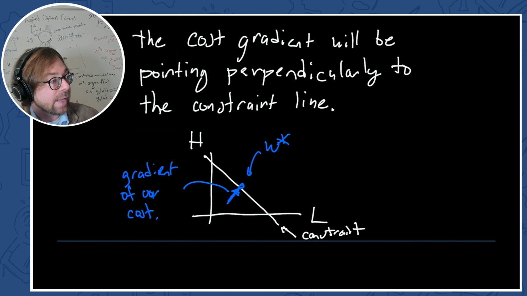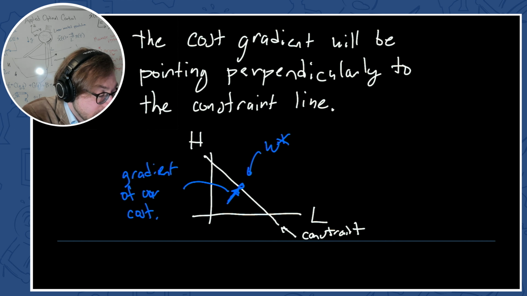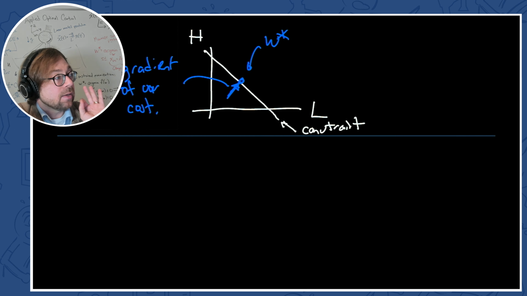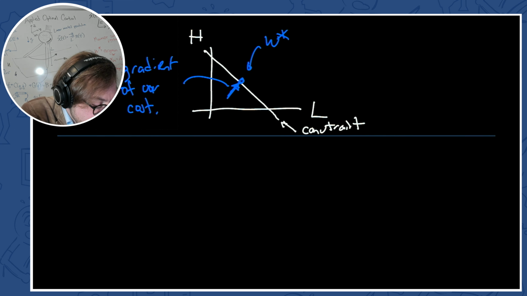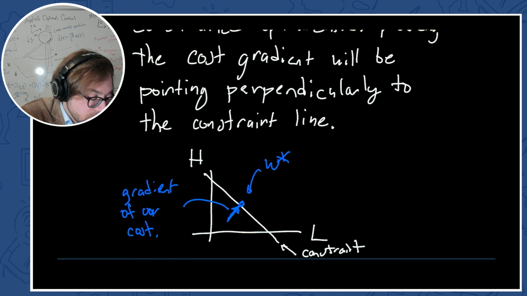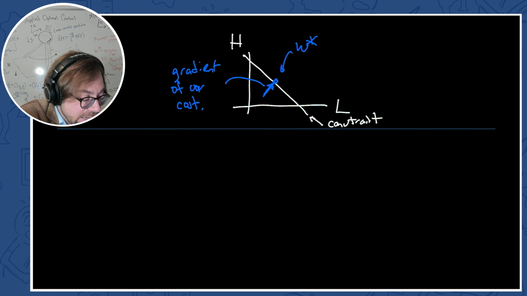I appreciate you following me on that. I'm happy to take questions on it. But that's what's going to motivate this idea that for a constrained optimization with equality constraints, we can use that gradient information of the cost and how it relates to the constraint to come up with a new first order necessary condition for constraints. Okay? So that means that we can have a new first order necessary condition.